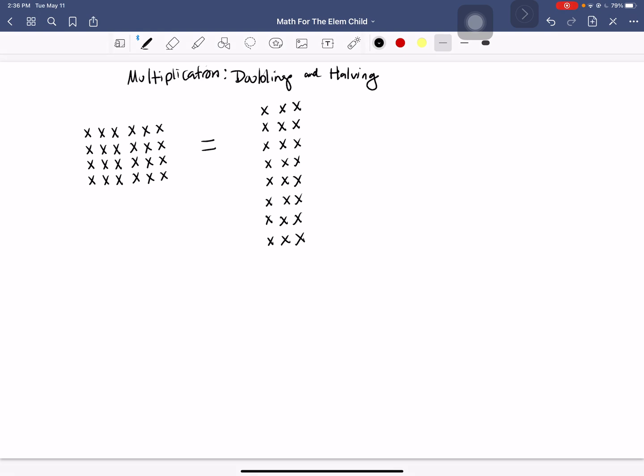Okay, parents, this video is going to be another multiplication video about doubling and halving. Right now, we have two arrays, okay? And with this strategy, students should be more aware and have practiced using arrays and realizing what they mean conceptually, visually.